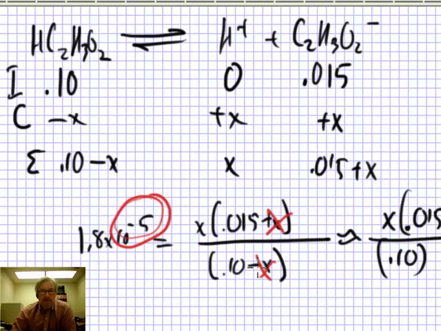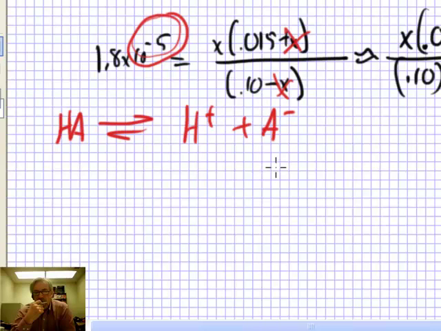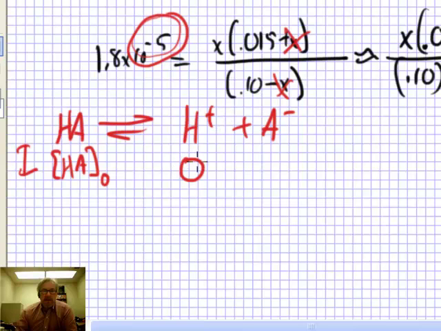So let's set this up differently. Let's just make a universal weak acid, HA, in equilibrium with H plus and its conjugate base. And let's make a generic RICE chart. Initial concentration, no matter what it is, we'll just put down HA naught. Initial concentration of X, we'll say nothing. And the initial concentration of the conjugate base from the salt that goes in with it, we're going to call this A minus naught concentration.